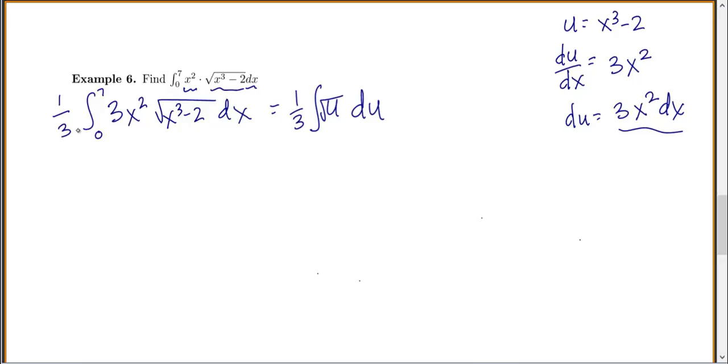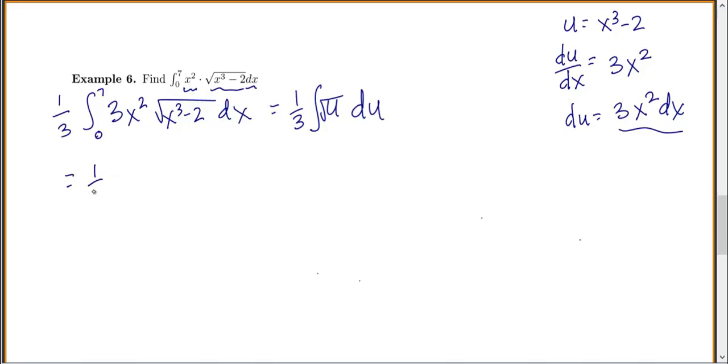The reason I didn't put my 0 and 7 is now I have u's, and these were x's. We don't always write it, but these limits are for x's. That's x equals 0, x equals 7. So I don't want to put them here with the u's. That's going to be confusing. So let's just leave it off for a little while.